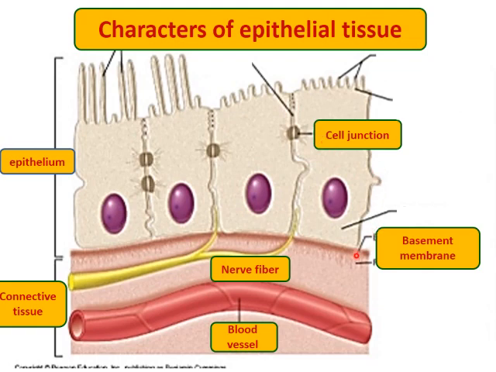Epithelial cells rest on a sheath-like structure known as the basement membrane. Also, we can see here that the blood vessels are present in the underlying connective tissue. They do not penetrate in between the epithelial cells. But we can see that the nerve fibers in the yellow color can penetrate between the epithelial cells.